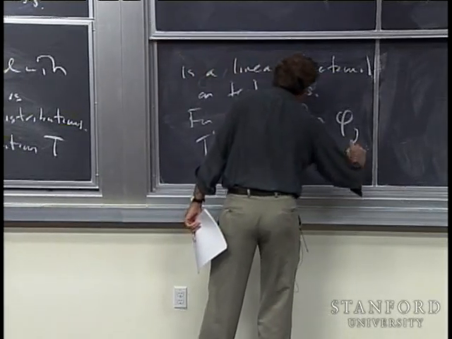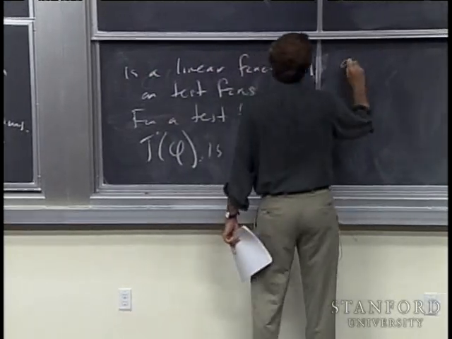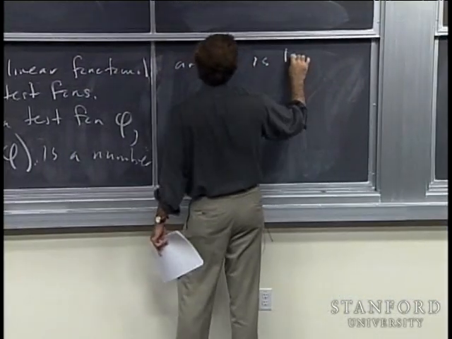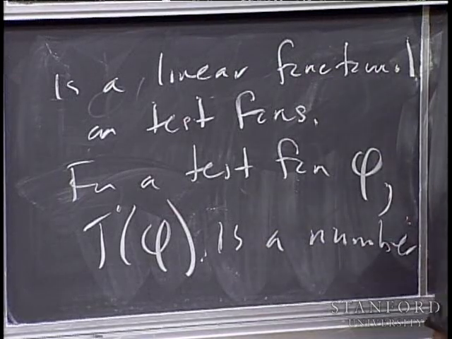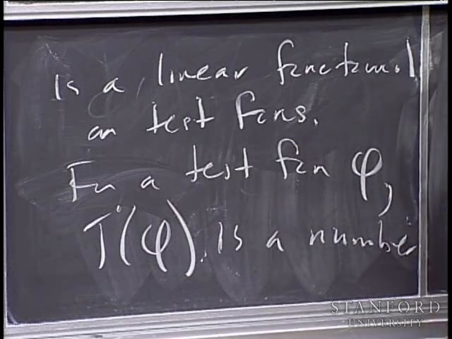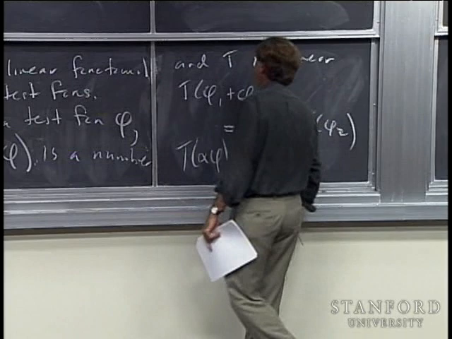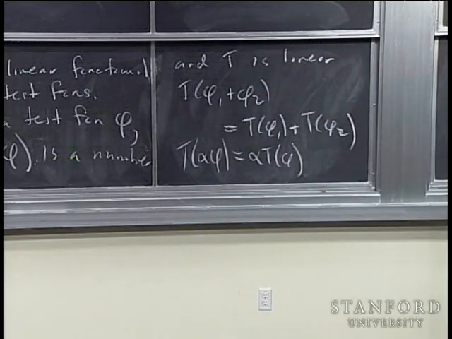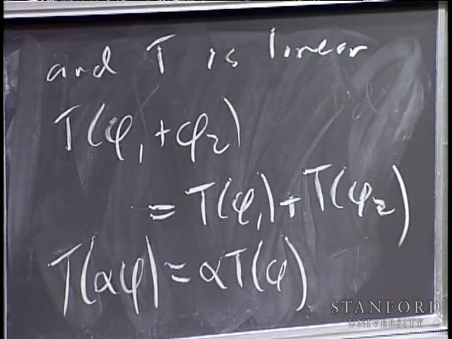Typically you allow complex numbers here. And T is linear. That is to say, T of the sum of two functions is T of phi 1 plus T of phi 2. It obeys the principle of superposition. T of alpha times phi is alpha times T of phi. All right? So a distribution is a linear operator on the class of test functions.